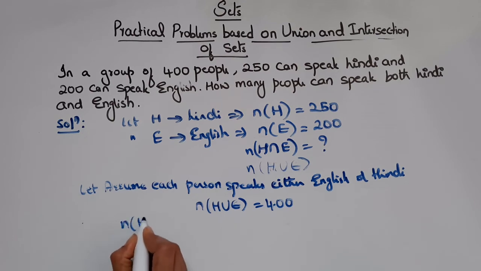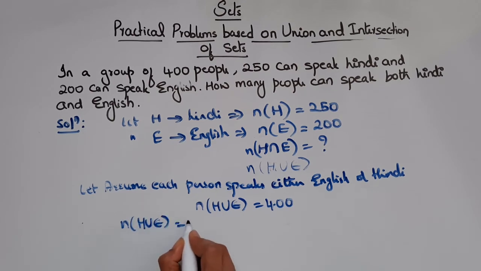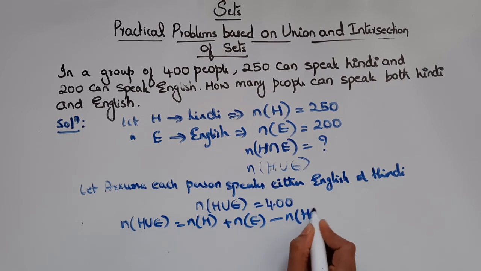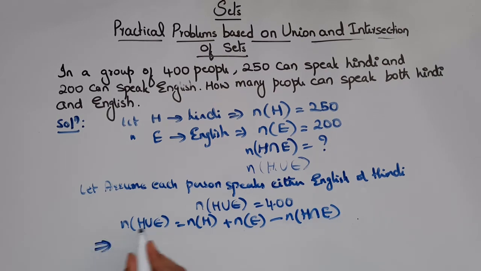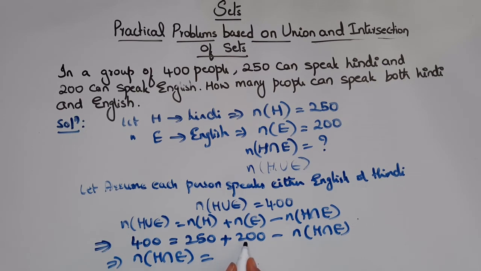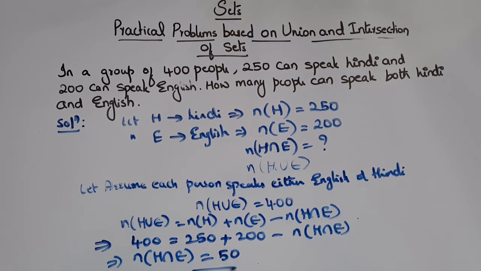We know the formula N of H union E is equal to N of H plus N of E minus N of H intersection E, which implies here N of H union E, 400, is equal to N of H, which is 250, plus N of E, 200, minus N of H intersection E. So N of H intersection E is equal to 250 plus 200, which gives you 450. 450 minus 400 will give you 50, right? So the number of people who can speak both Hindi and English is 50. I hope this is clear.